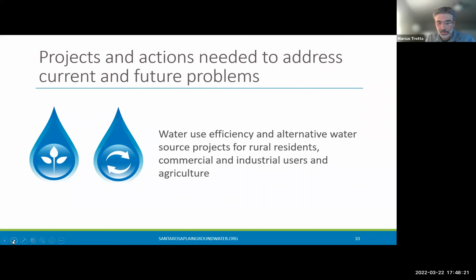So the plan in section 6 includes a number of projects and actions that could be implemented to achieve and maintain sustainability within the basin. And these start with some water use efficiency and alternative water source projects to reduce groundwater use, particularly in the rural and unincorporated areas, where existing conservation programs that have been utilized by many of the urban suppliers and have resulted in a 37% drop in per capita water use since 2009 have not been available to many of those users. So the idea is to develop a program to roll out some of those incentives to groundwater users in all sectors. Next slide, please.